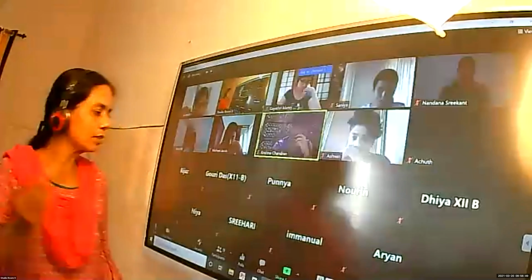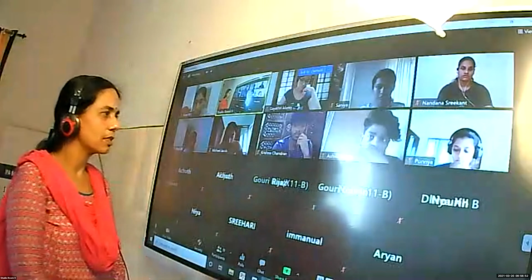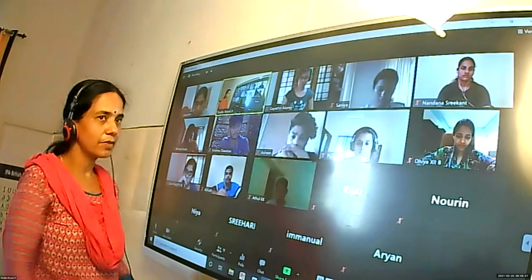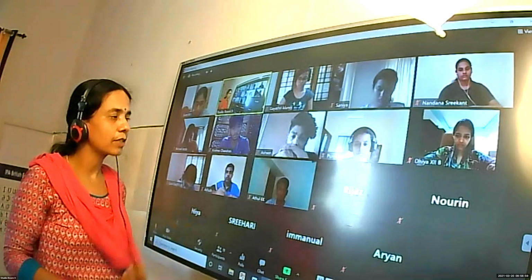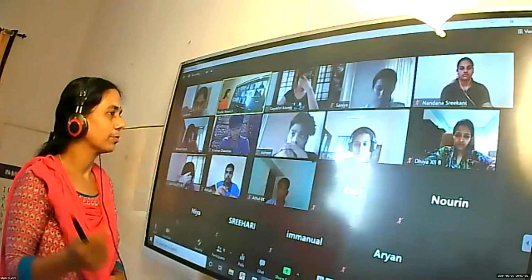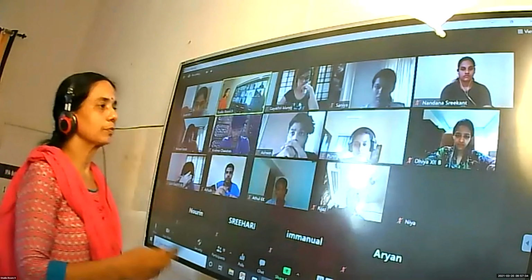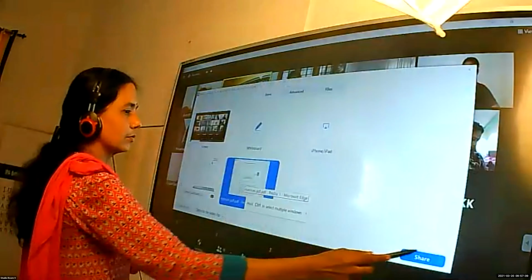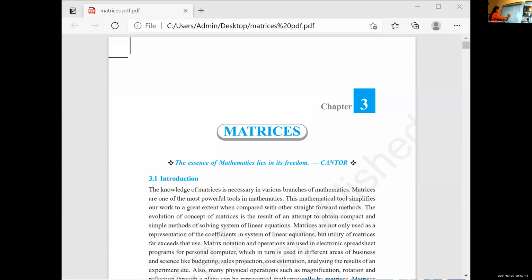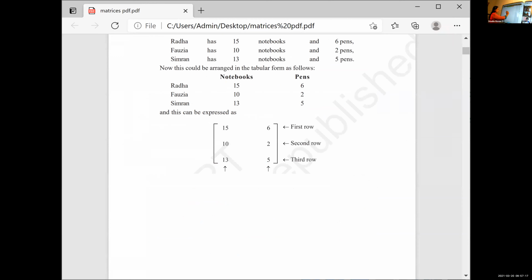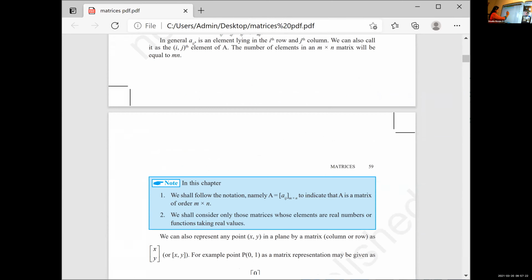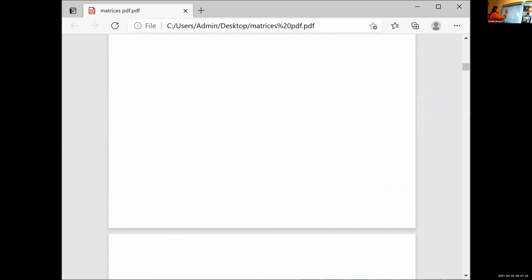Now is it clear, children? Okay, how to add two matrices and all, is it clear? When two matrices are given, we can add two matrices or we can subtract two matrices if the order is same. Okay, now take your textbook. That day we discussed about the different types of matrices. In the first exercise we did. Now take the second exercise.